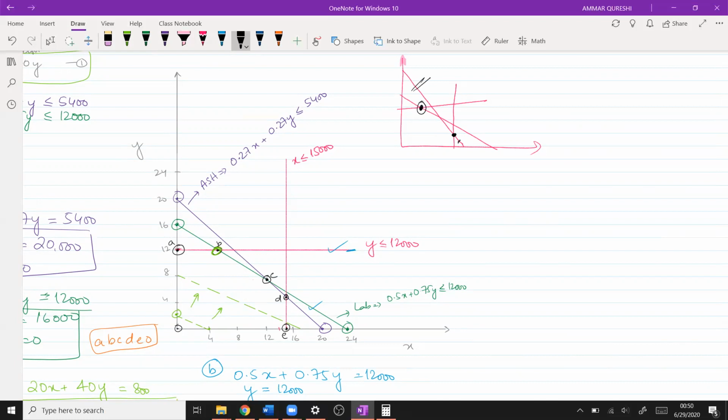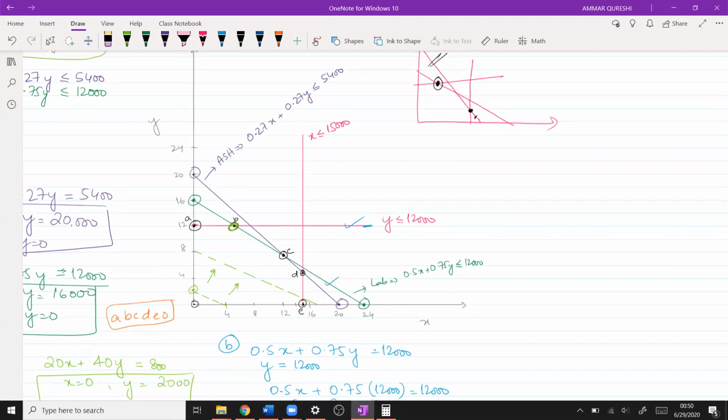So in this case, my solution is at point B. At point B, labor is actually the factor which is creating this solution. So labor in this case is the binding constraint. And since ash is over and above this point, ash can be considered as a slack.